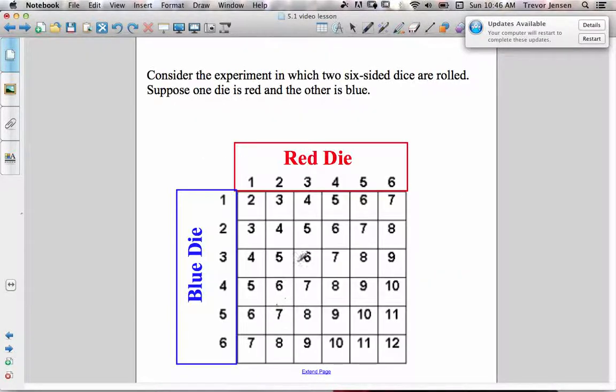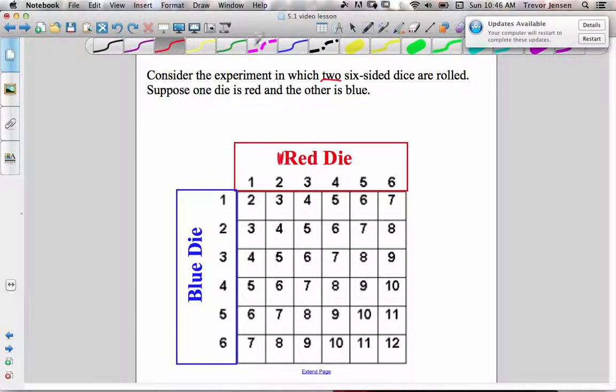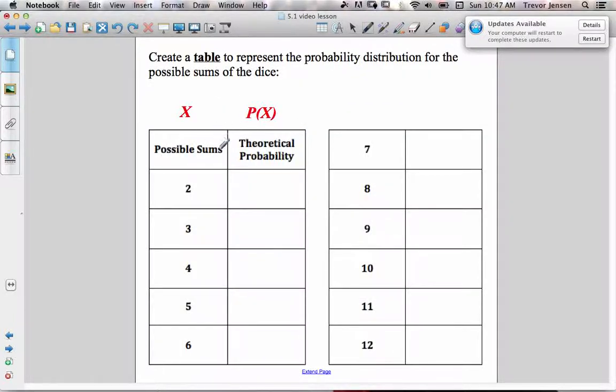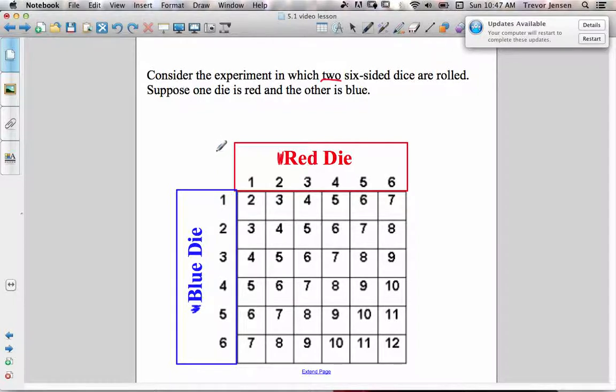Okay, let's look at a more organized example here. Let's consider an experiment where we roll 2 six-sided dice. For this example, we'll have a red die and a blue die, and we're going to roll them both. We want to look at the possible sums of the two dice when we roll them. So our discrete random variable for this experiment is the sum of the two dice.